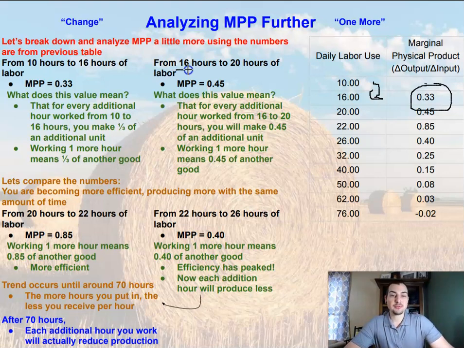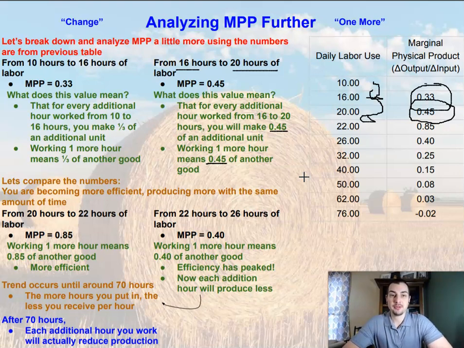So, what about going from 16 to 20 hours? As we increase our daily labor use from 16 to 20, our marginal physical product is 0.45. So, what does this value mean? Well, this value means that for every additional hour worked from 16 to 20 hours, so the 17th, the 18th, the 19th, and the 20th hour, you're going to make 0.45 of a unit in an additional hour. So working one more hour means you're going to produce 0.45, or 45 hundredths, of another good.